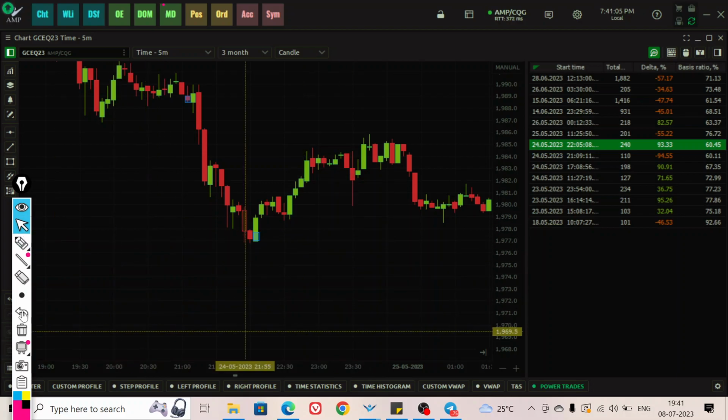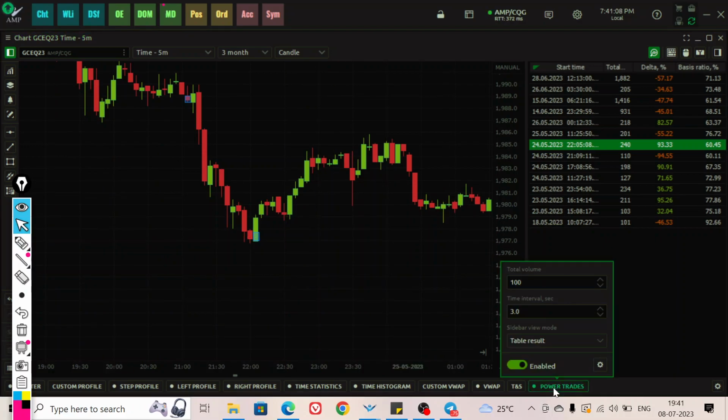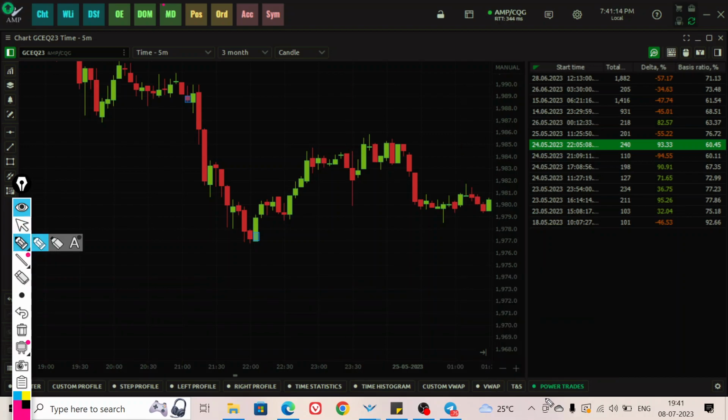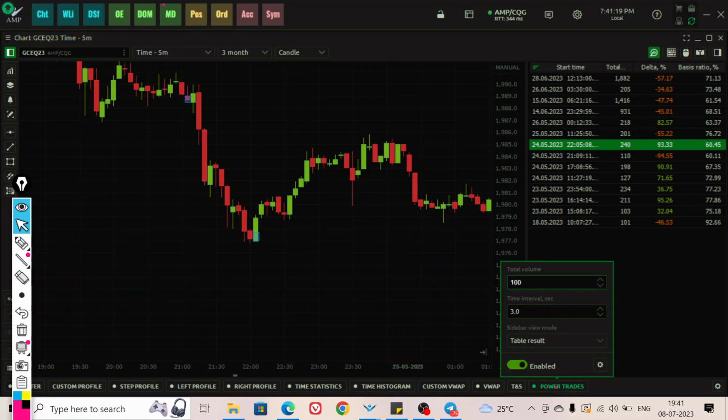Let me show you what you have to do. You have to click on power trade and enable this. This total volume is the one that you have to change. By default, check what comes in the software, then change it to 100. What it is going to do is analyze the candle in which 100 lots traded within a 3-second time interval.